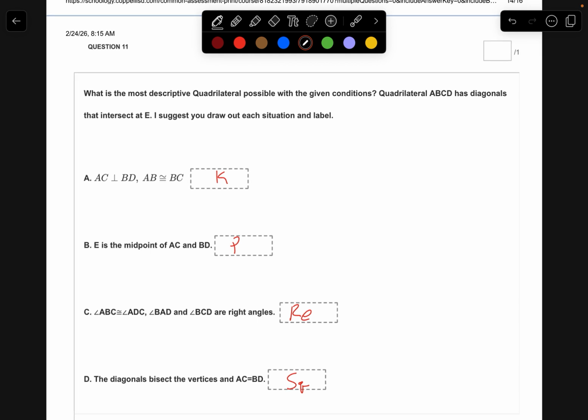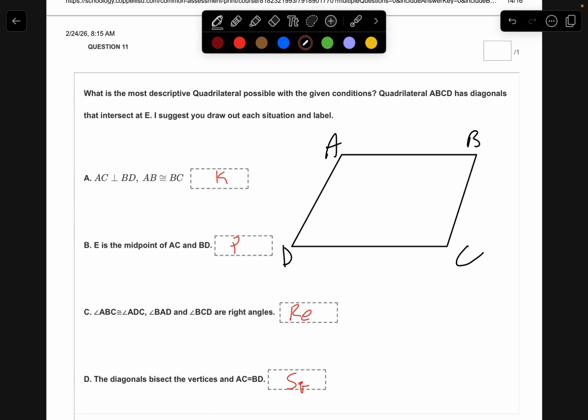This was given the condition. It says quadrilateral ABCD. So let's draw a quadrilateral ABCD. Not necessarily a rectangle or anything. The diagonals intersect at E.